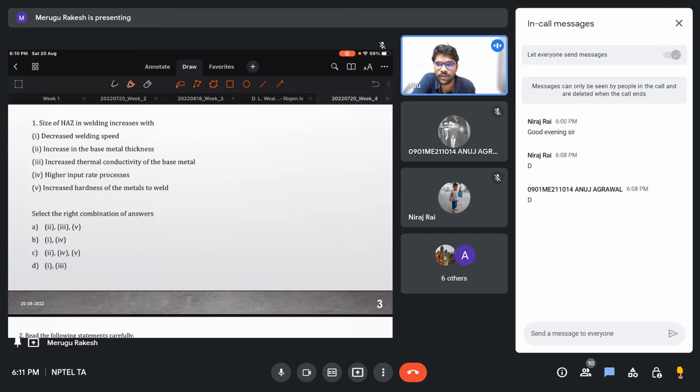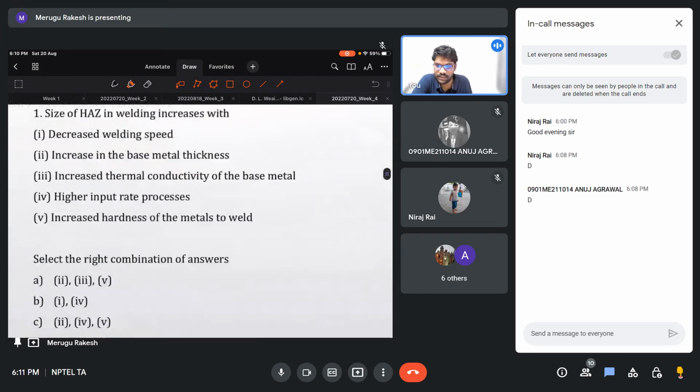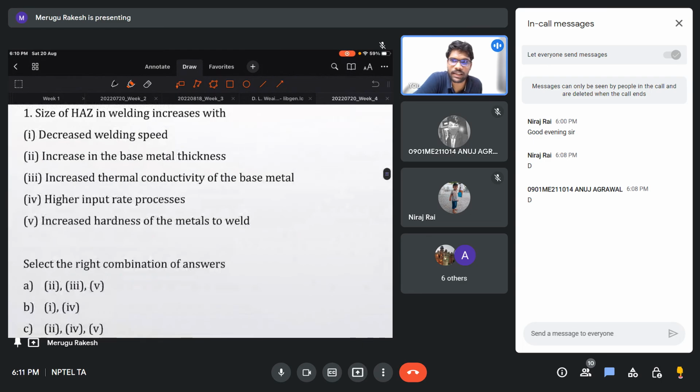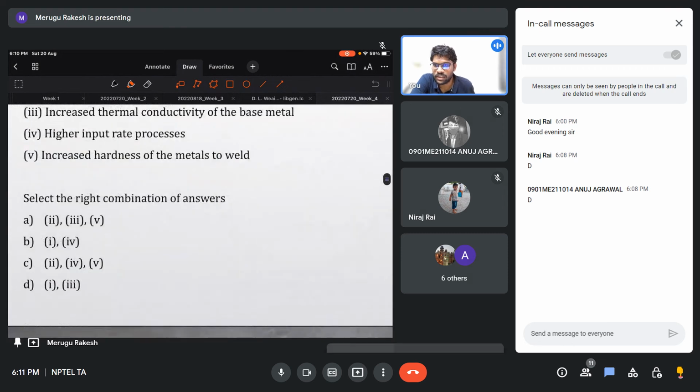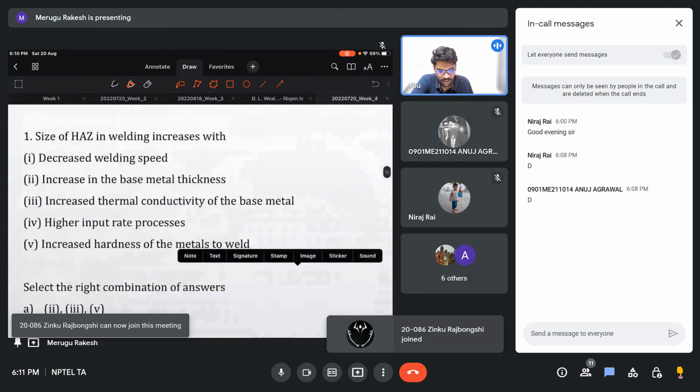I think no answers yet, so fine. Only 2 answers I got. The correct option is D, which is the first and third options. So the first option is decreased welding speed.